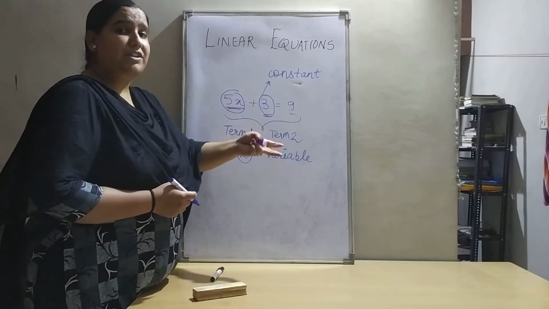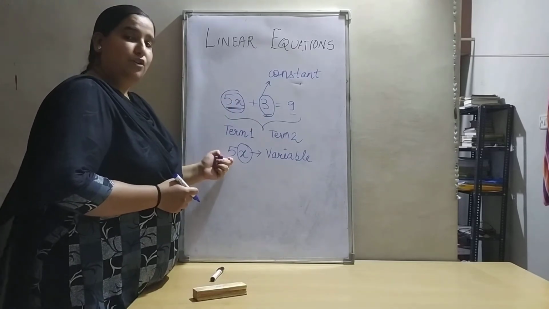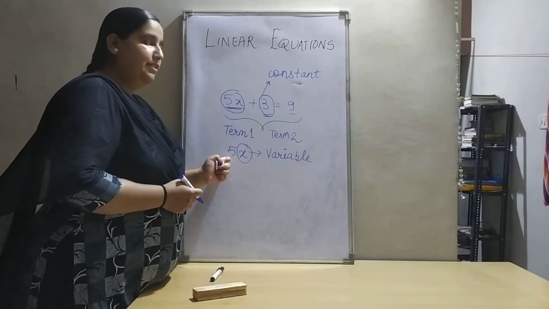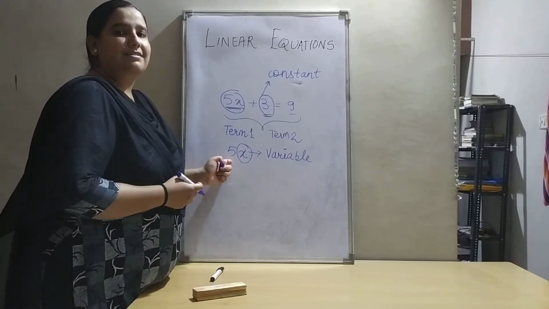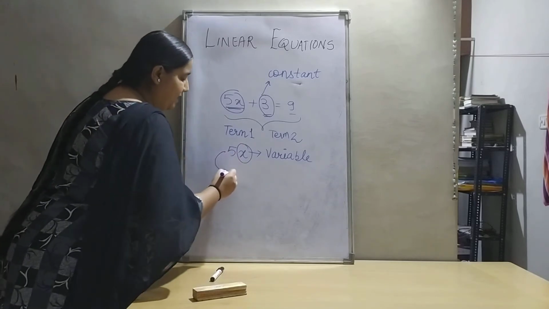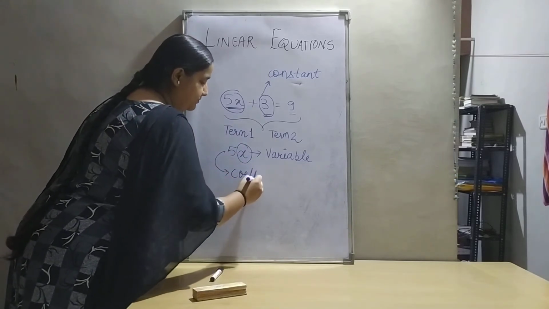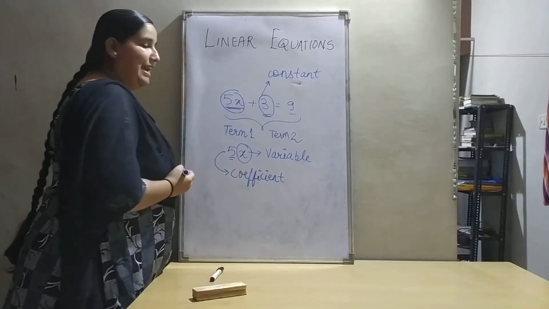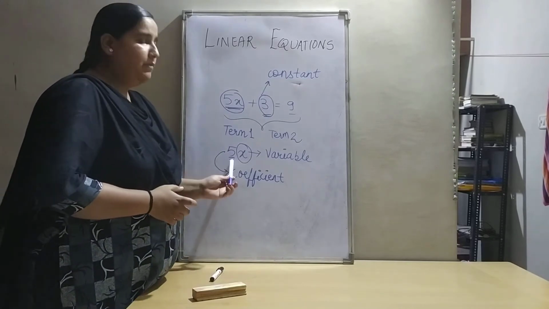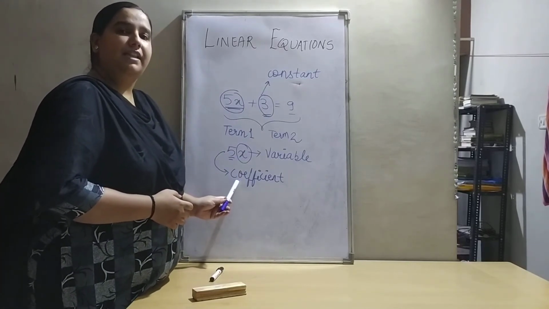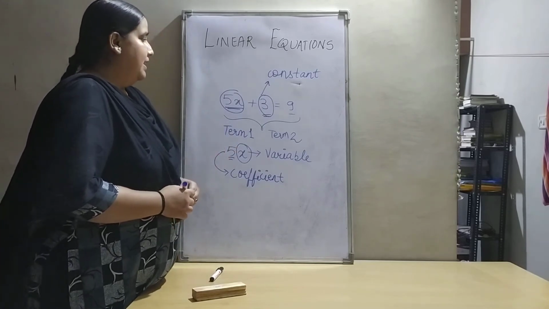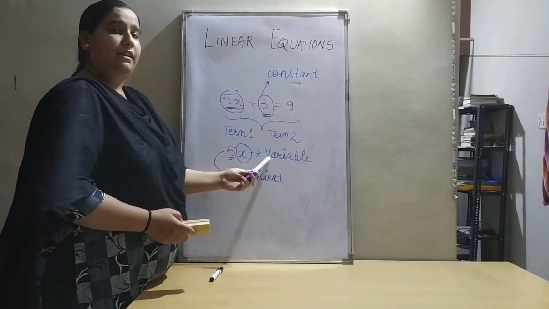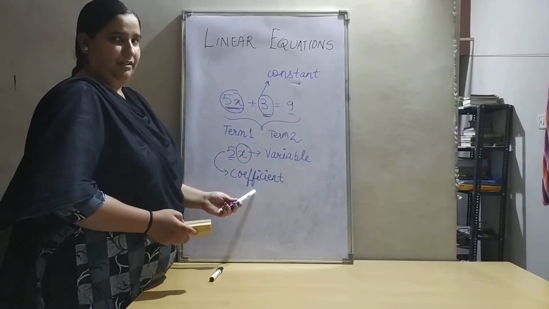Now you might have a question: what about this 5? This 5 is also a constant. But since this 5 is with the variable, we will not call it a constant. Instead, we call it a coefficient. So 5 here is a coefficient. That means any constant standing with the variable is called a coefficient in the equation, right? Now, we are clear with the terms constant, variable, term and coefficient, right?